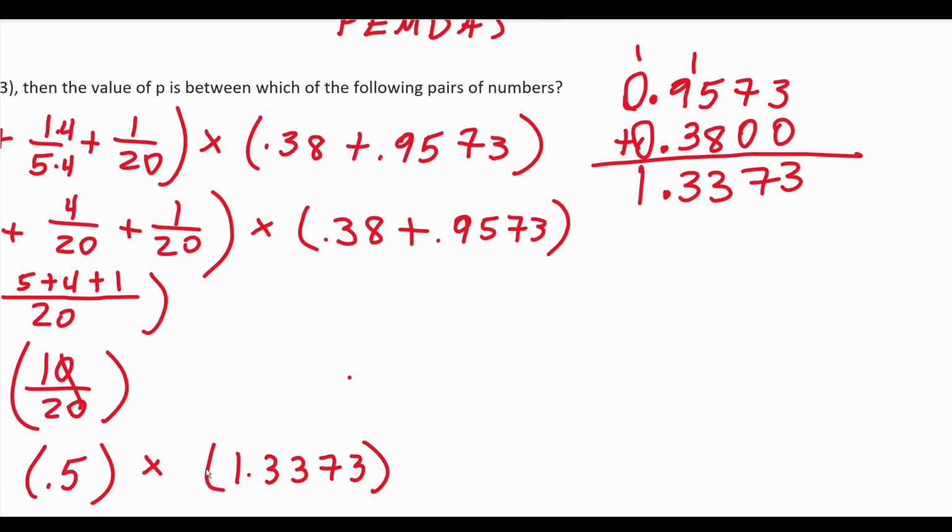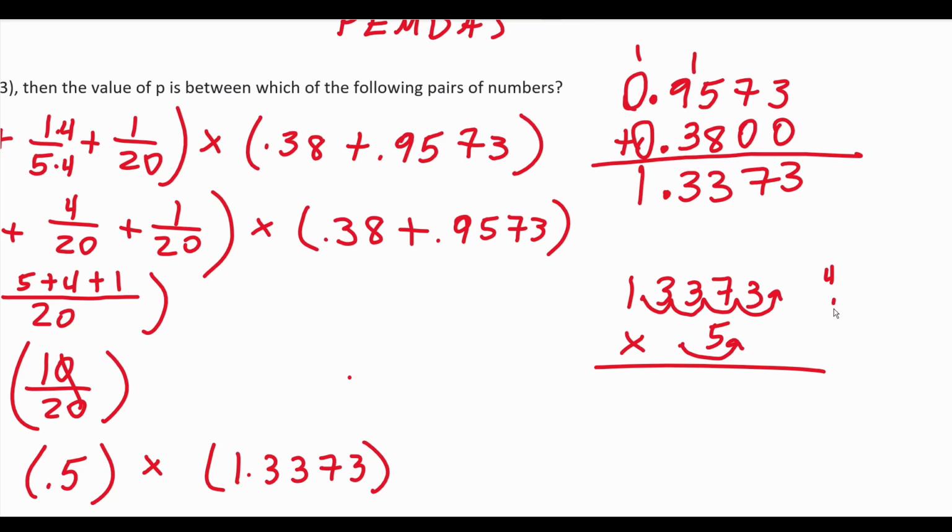1.3373 times 0.5. Again, the key to this one is to know that 1/2 is 0.5, so you can quickly work this out. And now we're just multiplying decimals here. We have 1.3373 times 0.5. In order to multiply decimals, you want to get rid of the decimals completely. So in 1.3373, I'm going to shift its decimal place 1, 2, 3, 4 times to the right. And in 0.5, I'm going to shift its decimal place 1 time to the right. So in total, I shifted the decimal 5 times to the right.